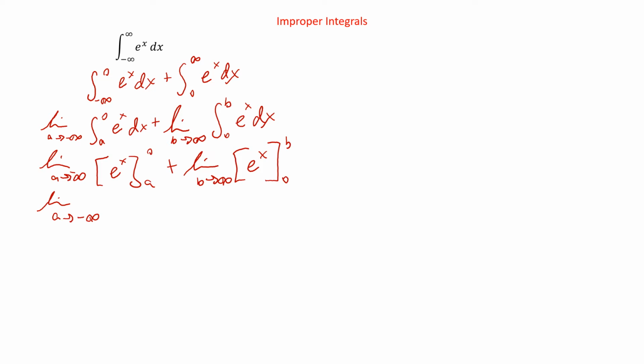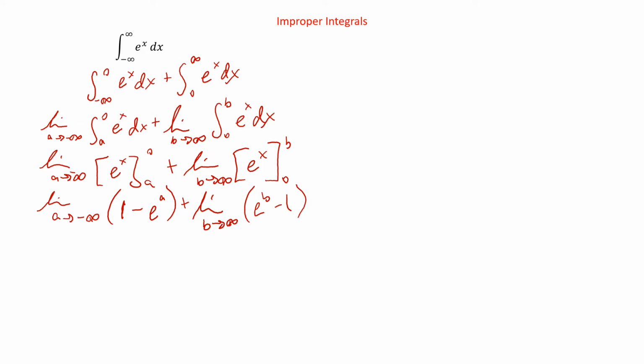So we plug in 0, we get 1, e to the 0 is 1, minus plug in a, we have e to the a, plus the limit as b is going to infinity of plug in b, we have e to the b, minus plug in 0, e to the 0 is 1.